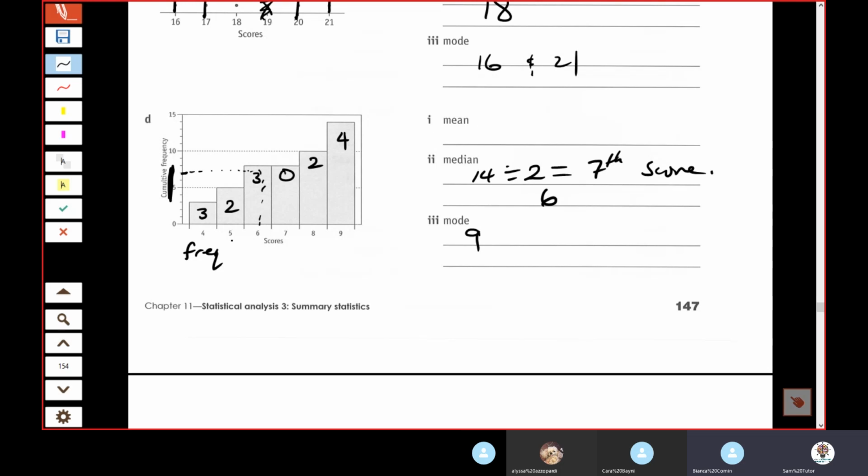And then the mean, of course, you needed to find the frequency to find the mean, just so you know. You need to go 4 occurred 3 times, 5 occurred twice, 6 occurred 3 times, 8 occurred twice, 9 occurred 4 times, plug it into your calculator, and happy days.